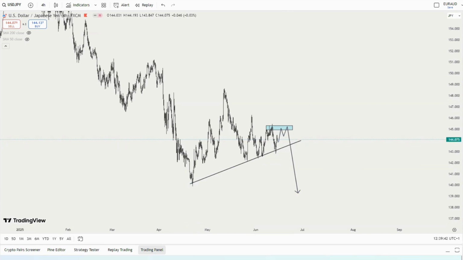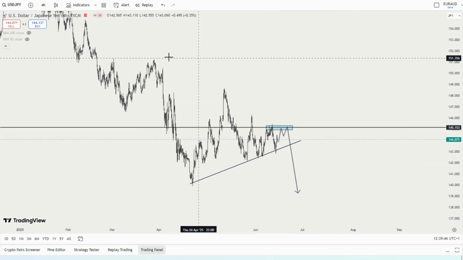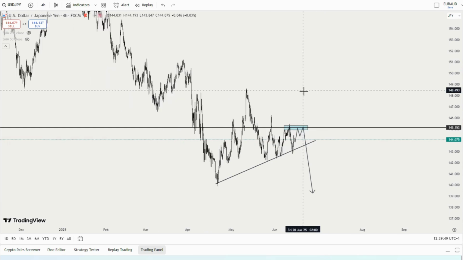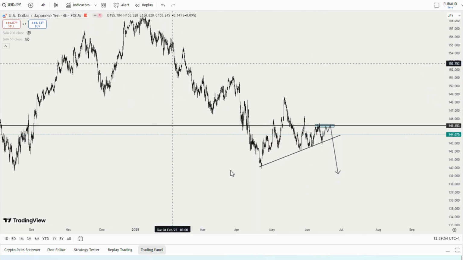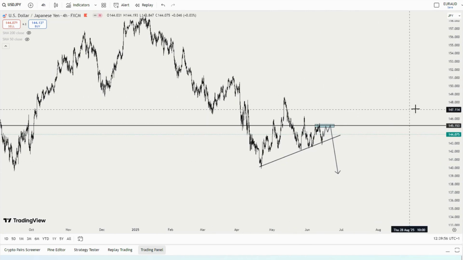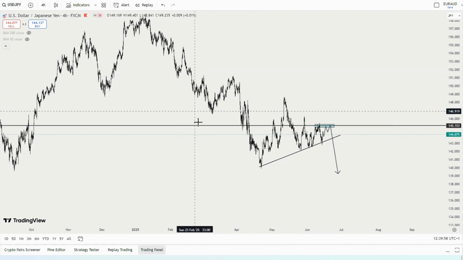If we now see price breaking this level, breaking 145.153, then that is when I won't be looking for a sell setup on US dollar JPY. But for now, my bias is a sell setup on US dollar JPY.